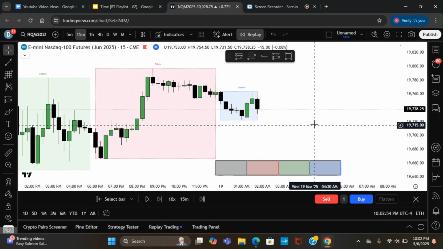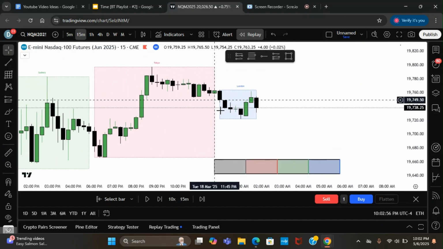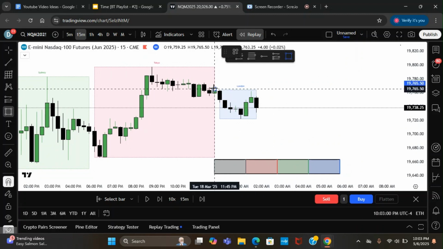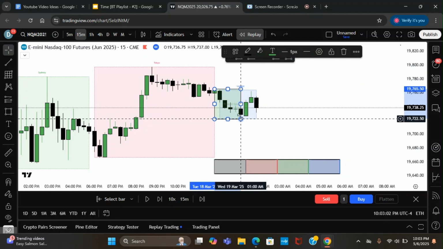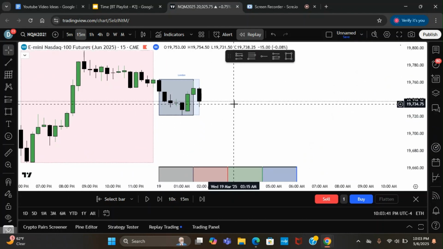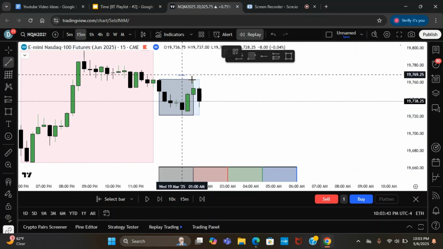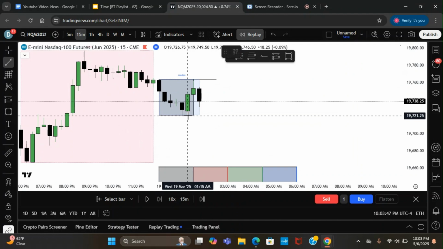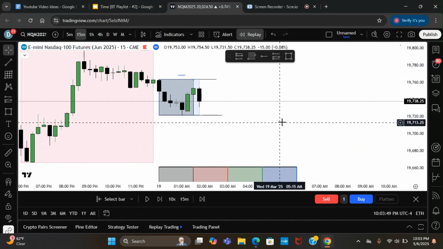Q1 of London, right? What do we see happens in Q1 of London? I'll draw some boxes. Maybe that'll make it a little easier to see. All right, so this is all of the data from Q1. Q2, we expect manipulation. So either this Q1's high or this Q1's low.